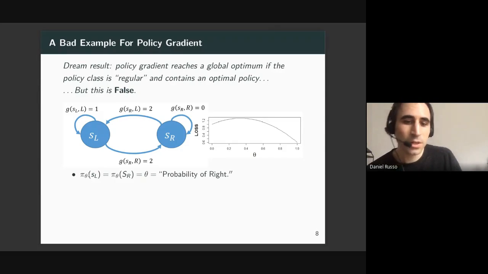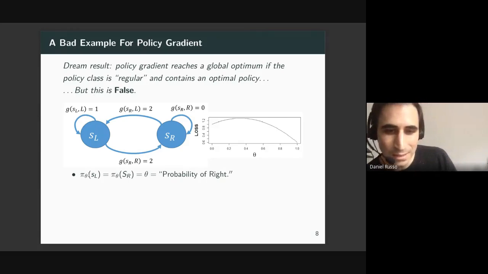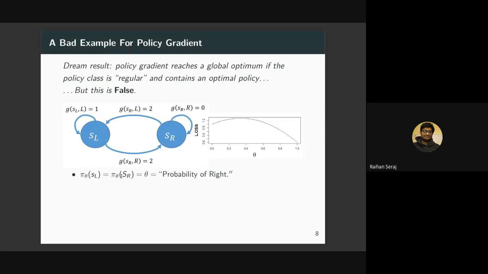That could be encoded in a very simple one-dimensional policy class. Here I'm thinking of a stochastic policy, where again there's a cost 2 of switching states.